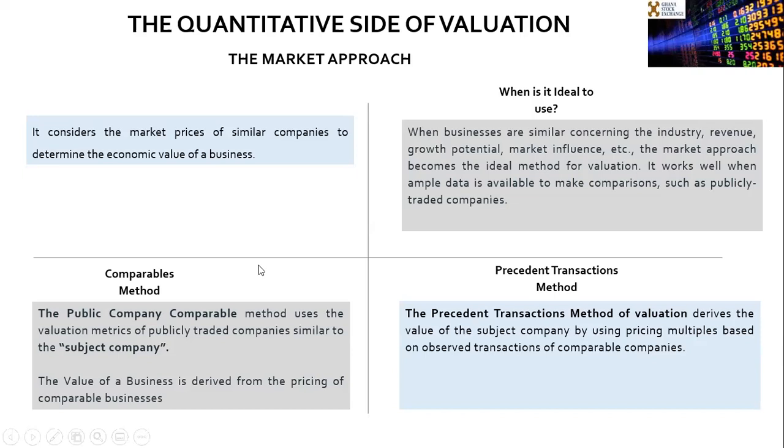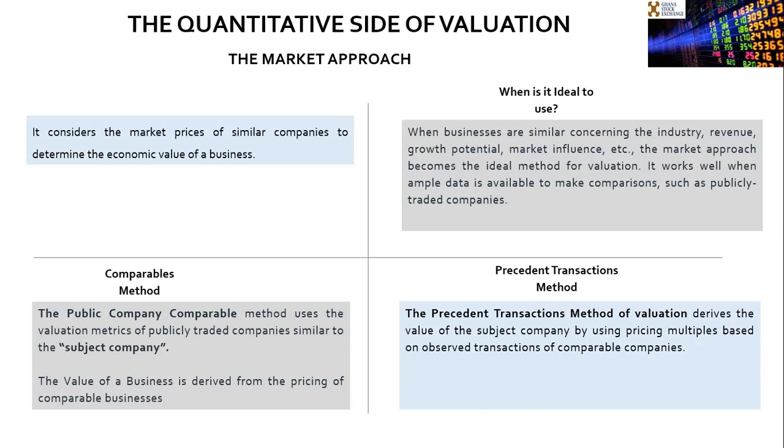Now, the public company comparable method uses valuation metrics of publicly traded companies similar to the subject company. I believe it has been said earlier. And the value of a business is derived from the pricing of comparable businesses. So under the market approach, we have the comparables method and then the precedent transactions method. This method derives the value of the subject company by using pricing multiples based on observed transactions of comparable companies. So observed transactions, like, let's say, an M&A transaction: an organization that is operating within the same industry and is about to undertake a similar transaction or corporate action may want to rely on the pricing multiples that were arrived at in that deal, and then use that to determine the relative value of that particular business.